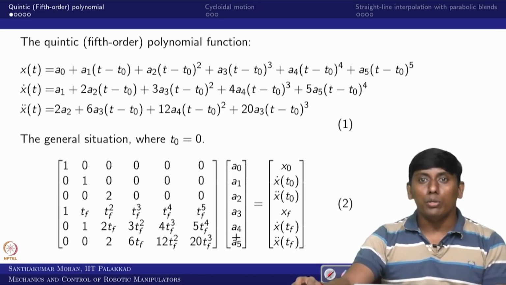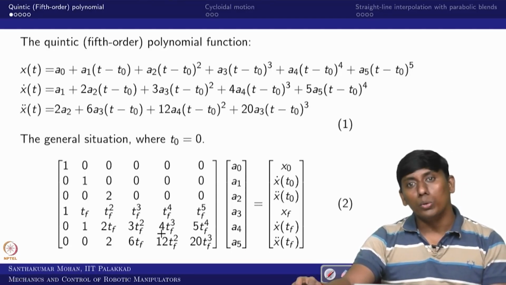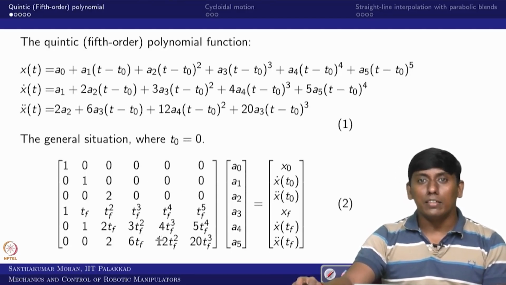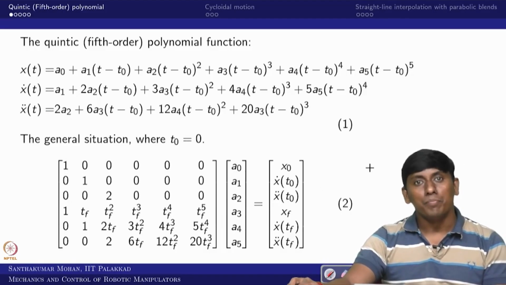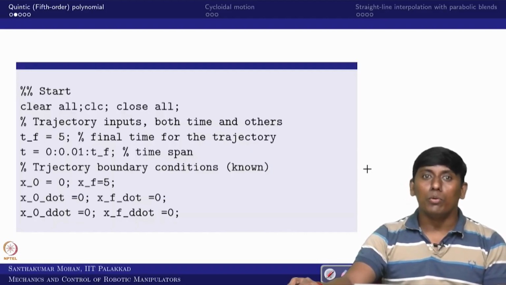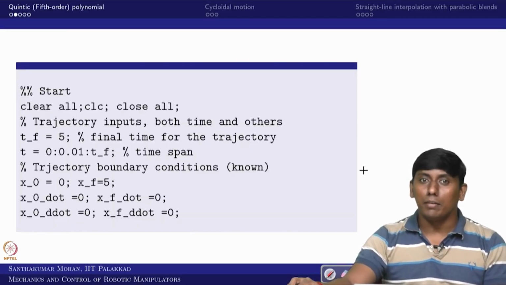Here a0 to a5 are unknown, x0 to x double dot of Tf are known, and this is the coefficient matrix where all the terms inside are known to us. So we can take this as A, this as x, and this as b. So x is A inverse of b. The same principle we will try in Matlab. For that we are taking the same code, and modifying certain parameters.